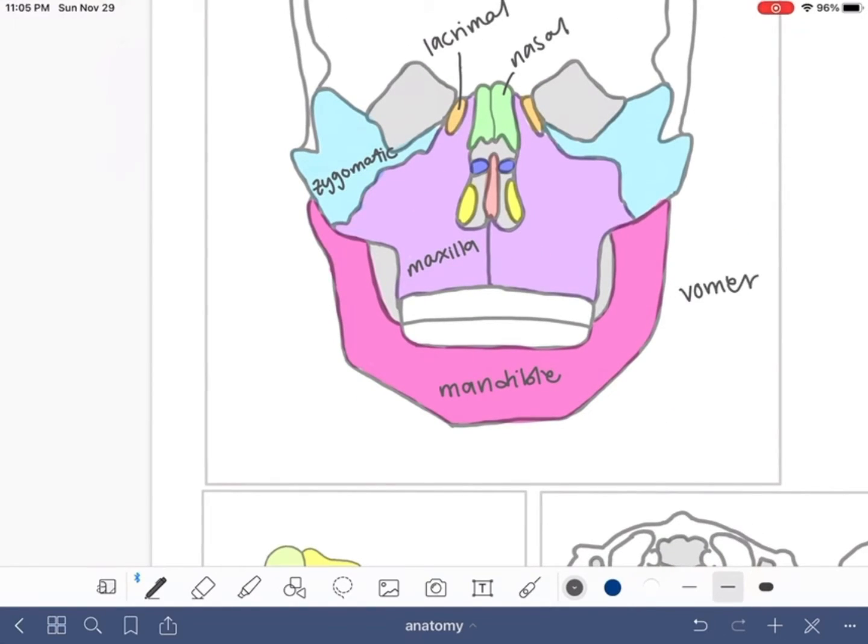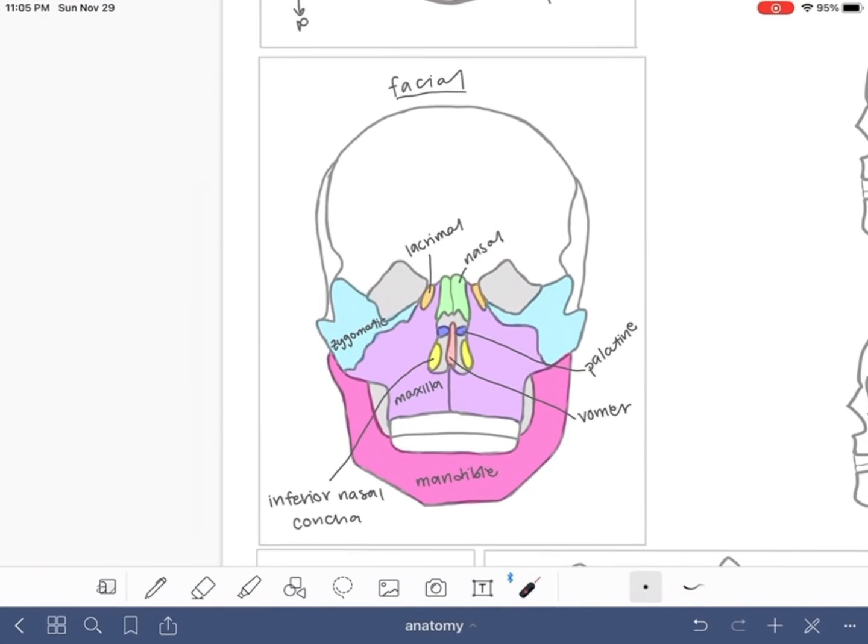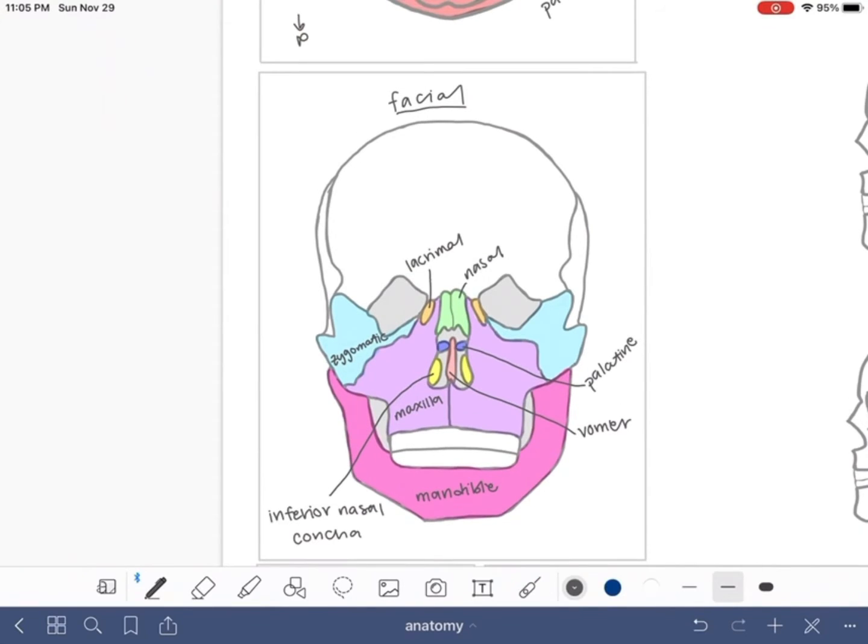And then deeper we have the vomer in the center and the inferior nasal concha, which are these yellow guys here. And then we have the little palatine bones. So those are all the bones that make up our face, and there are 14 of them.